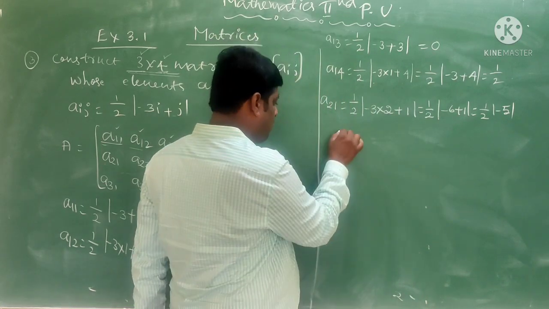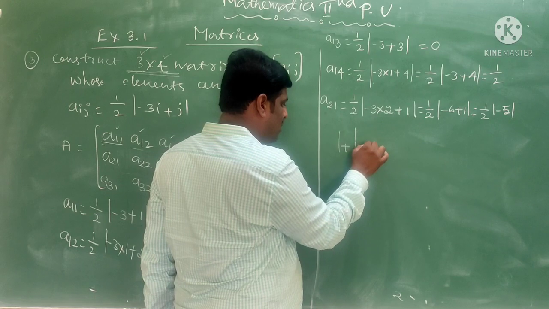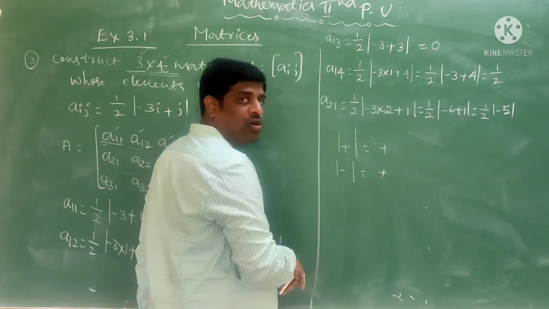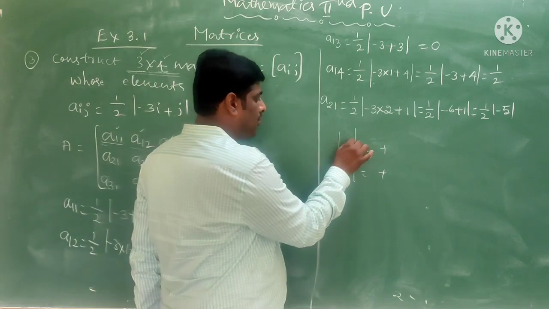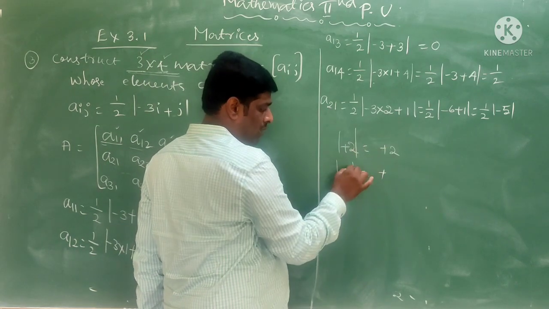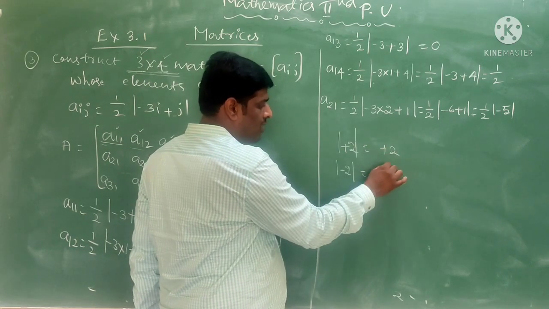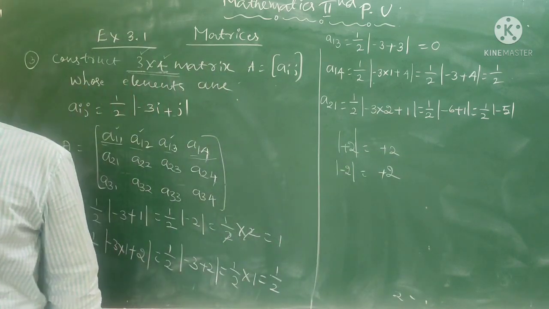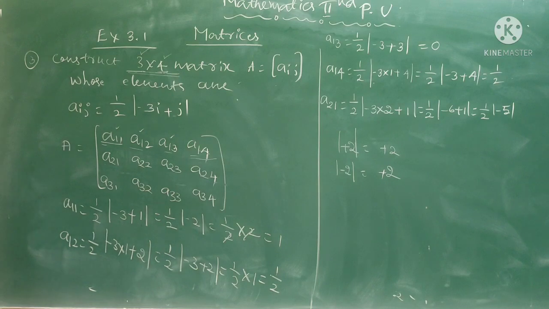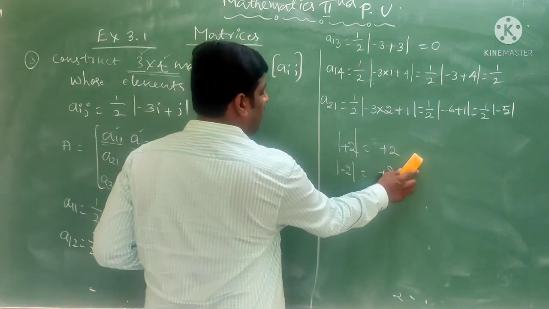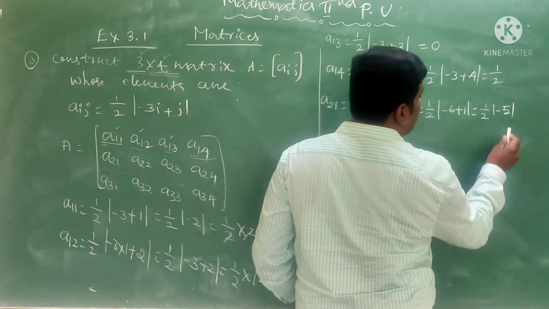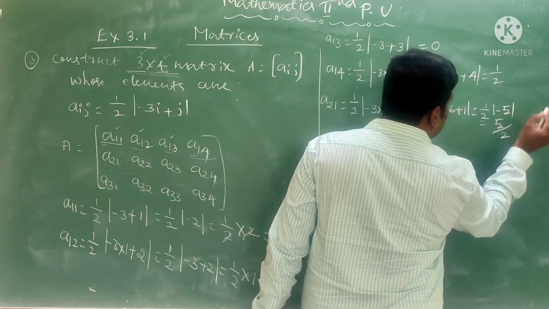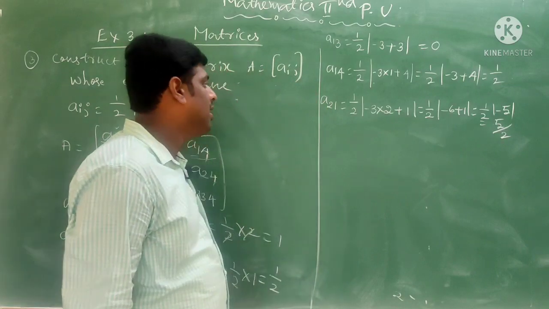5. So here modulus of plus is plus only, modulus of minus is plus only. Okay. For example, modulus of 2 is plus 2 only, modulus of minus 2 is plus 2 only. Already we discussed modulus function in first PU. So here modulus of minus 5 is plus 5, that is 5 by 2.